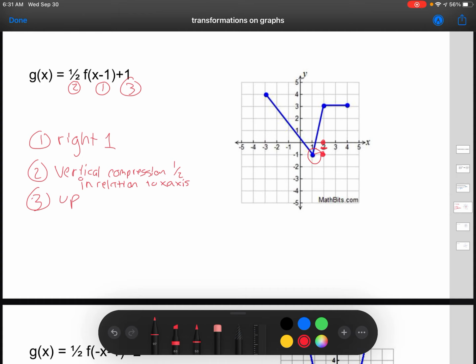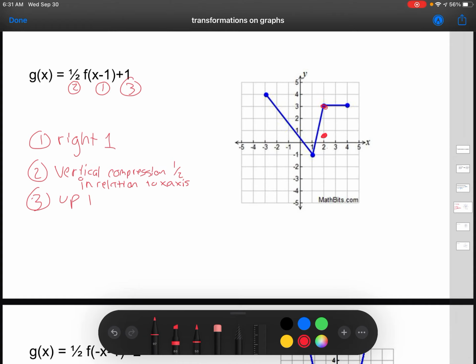Right, so now I'm here on 2, 1/2. I'm just going to go up 1. So my final landing place is right here. Right, I went right 1, I compressed by half, and I went up 1 space. I'm going to do the same with the rest of these.